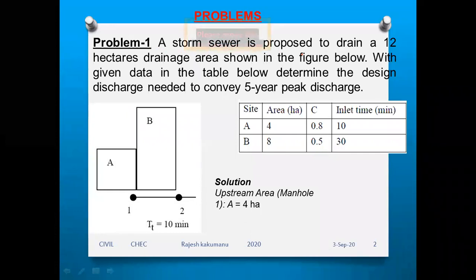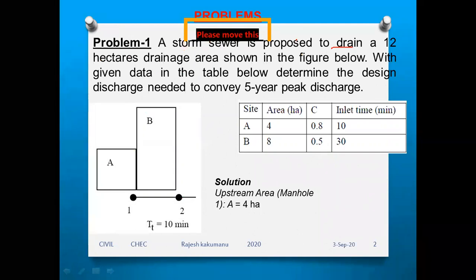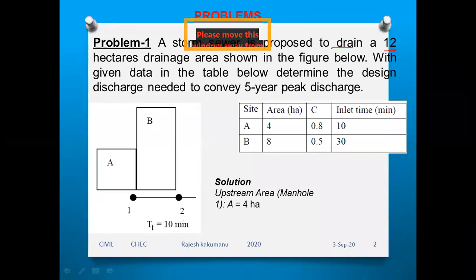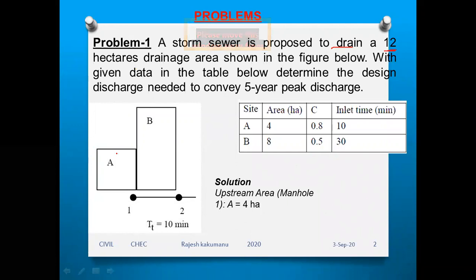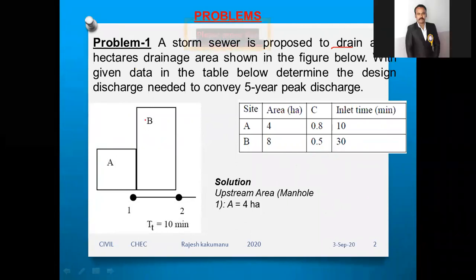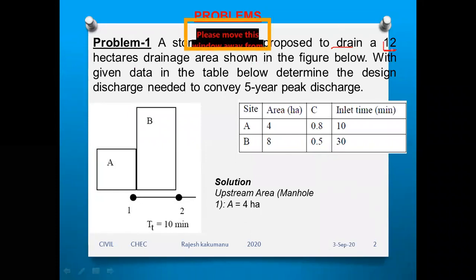A storm sewer is proposed to drain a 12 hectares drainage area as shown in the figure. So here you have two different areas. If you see, area A is 4 hectares, area B is 8 hectares. Totally A plus B, you have 12 hectares as shown in the question. With the given data in the table below, determine the design discharge needed to convey the 5-year peak discharge.